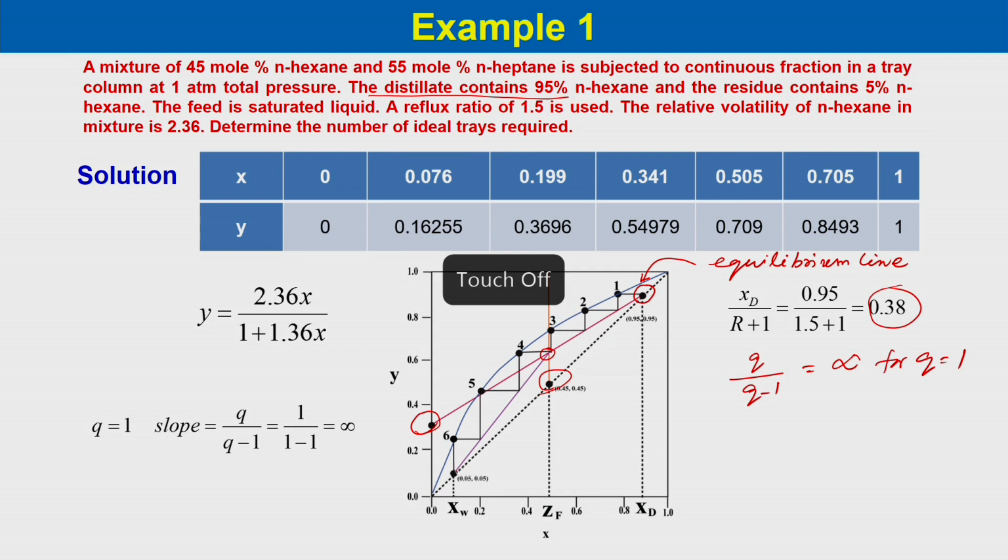Since the bottom composition, that is the residue composition, is 5 mole percent n-hexane, 0.05, this location is known, and the intersection point between the q line and the rectifying section operating line is known. So, we will join these points and get the stripping section operating line.